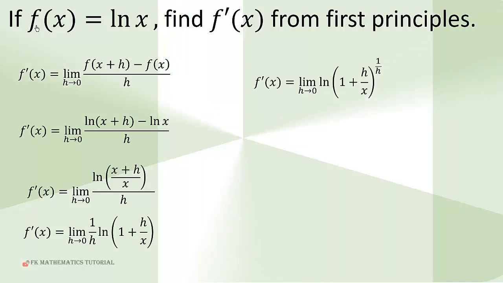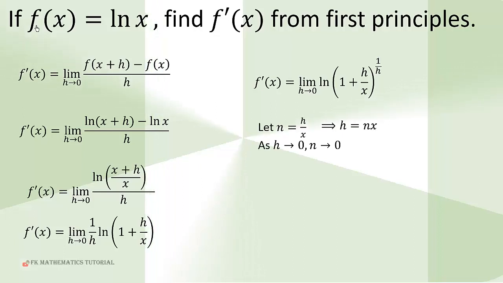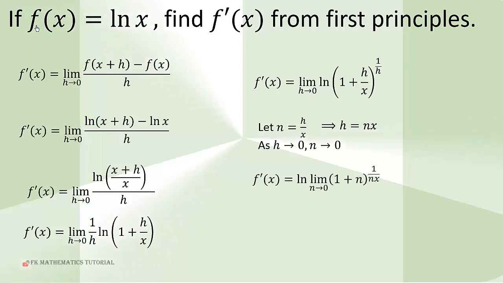Now we do substitution. Let n equal h over x. This implies that h equals nx. So as h approaches 0, n will also approach 0. So this will give us this expression when we substitute back.